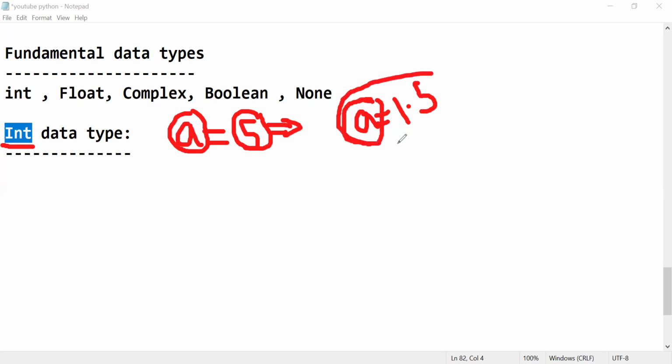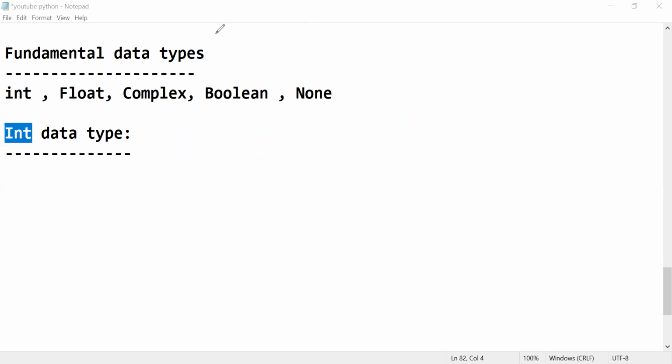This I will explain later after completion of it. Now you understand what it is. The type of variable a is integer, guys. This we call int data type. And in int data type, we need to specify integer values, guys.